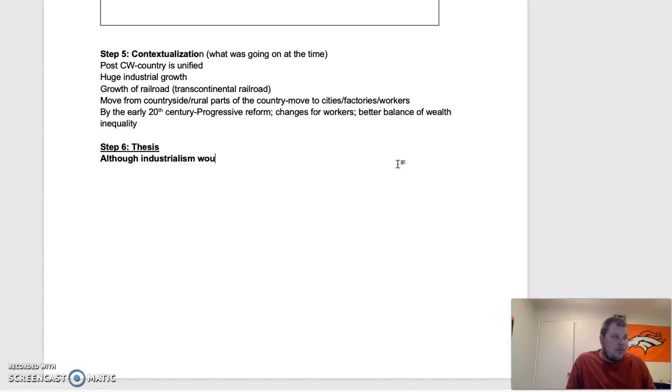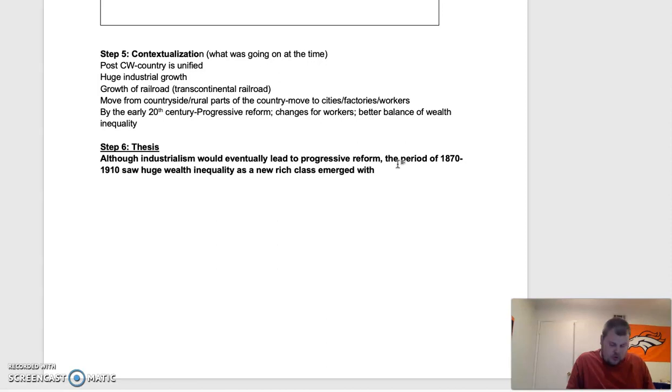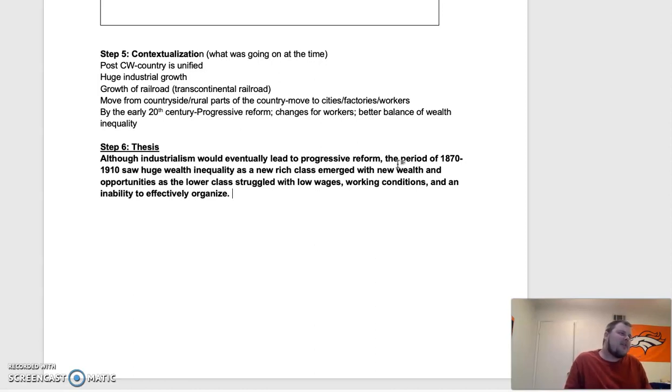industrialism would eventually lead to progressive reform, the period of 1870 to 1910 saw huge wealth inequality as a new rich class emerged with new wealth and opportunities as the lower class struggled with low wages, working conditions, and an inability to effectively organize.